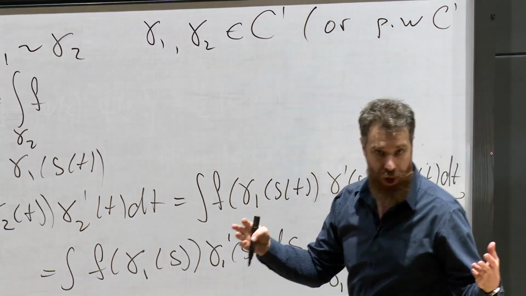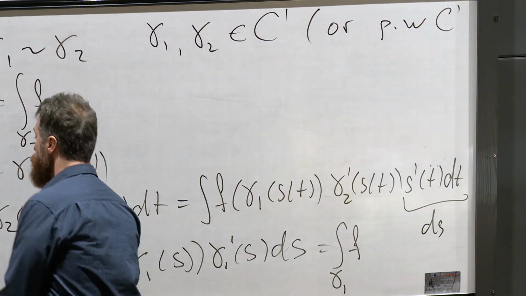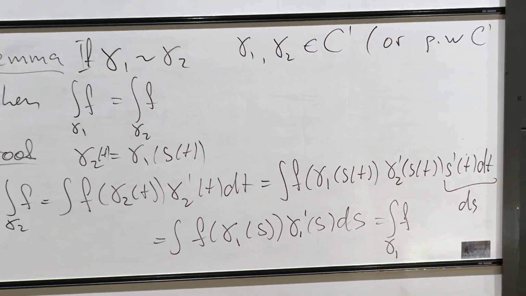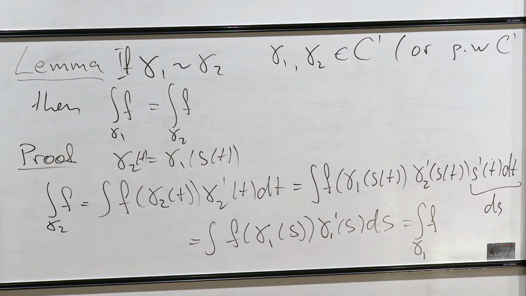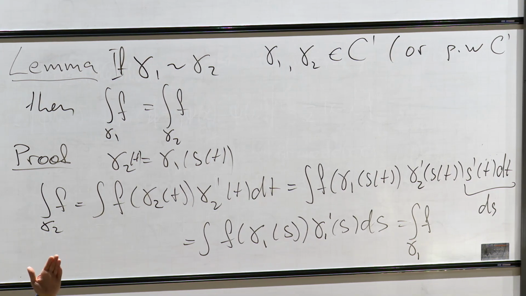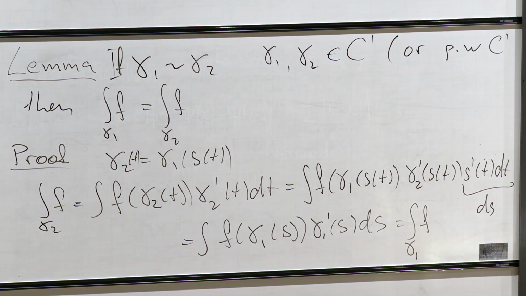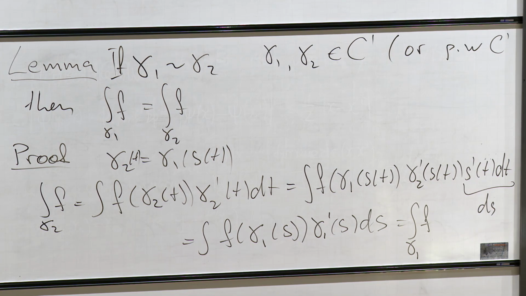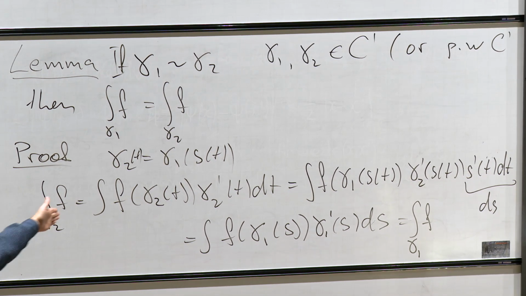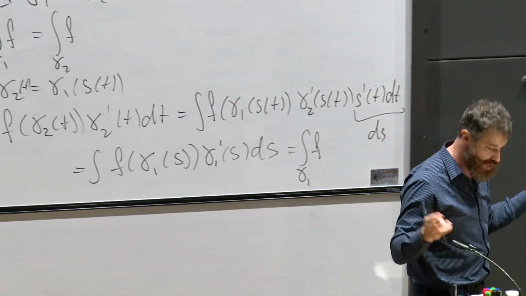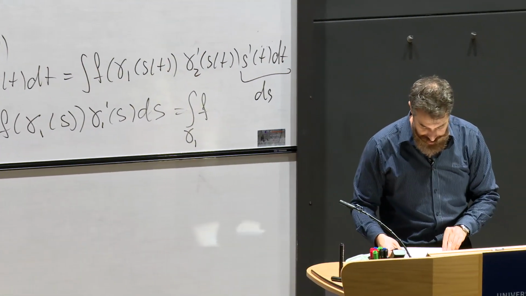If it's piecewise C1, then your curve is made of several C1 pieces. The integral over the entire curve is the sum of integrals along each piece, and you just use the same argument for each piece of your curve. So that's it.